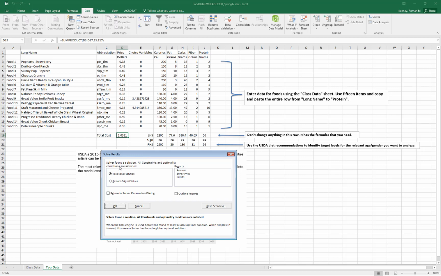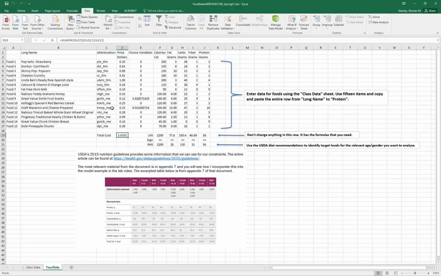So this says solver found a solution, constraints and optimality conditions are satisfied. There's some reports. I'm not going to open those. You can just click on OK, and it will lock in your solution. So what is my solution?